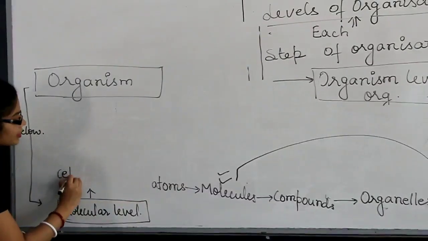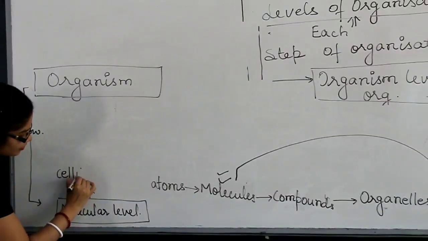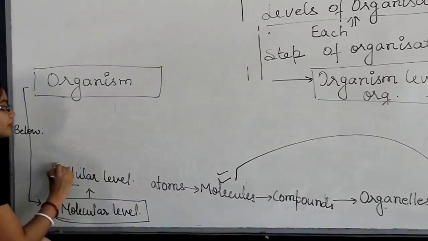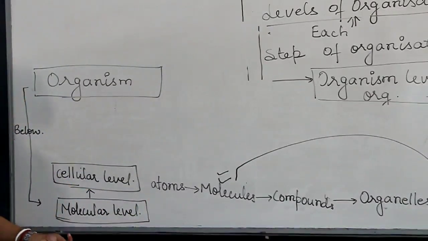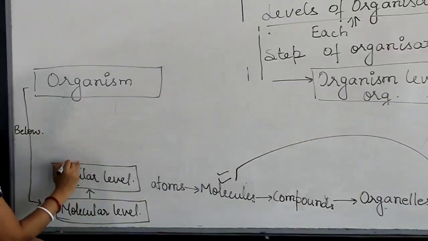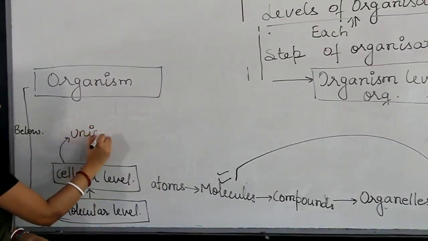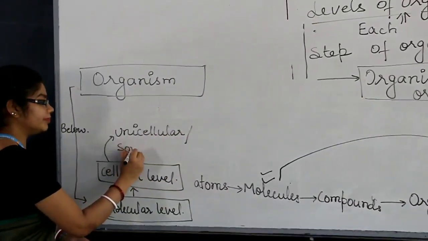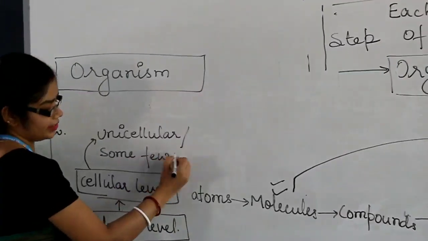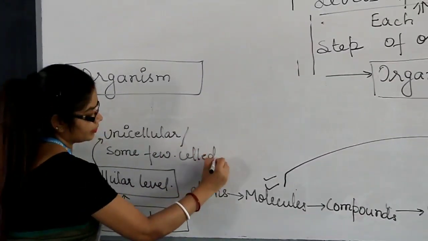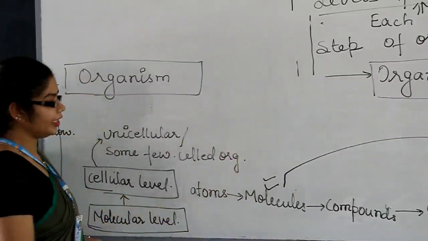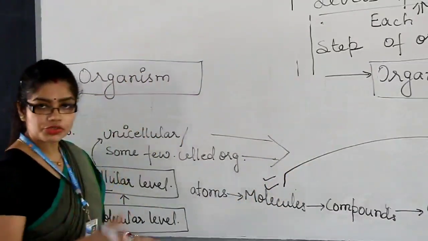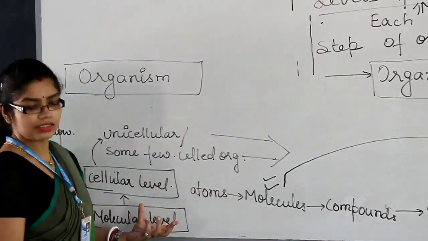So the next level we have is the cellular level. In this level, we find either unicellular or few-celled organisms. A single cell will function and act as a single unit.